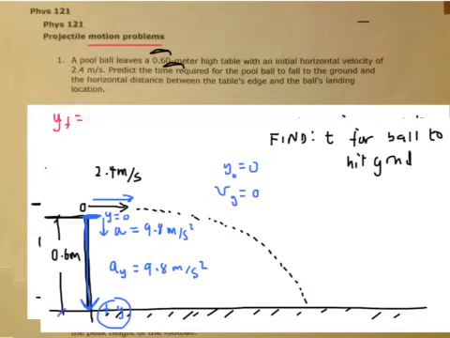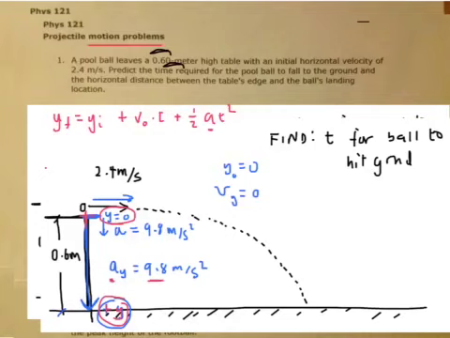y final is y initial plus v naught times time plus 1/2 a t squared. Now remember, we're measuring from this 0 point of y here in the plus y direction. So our acceleration, the acceleration in y, is in the plus y direction.